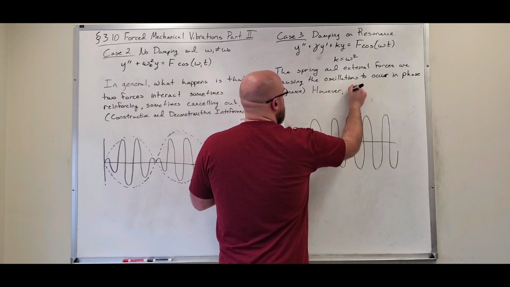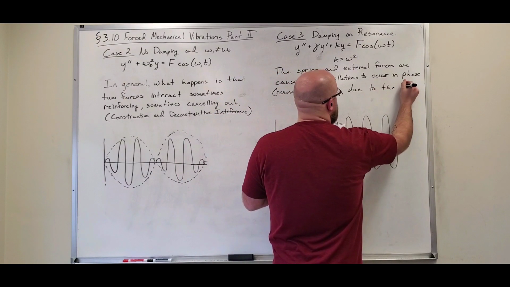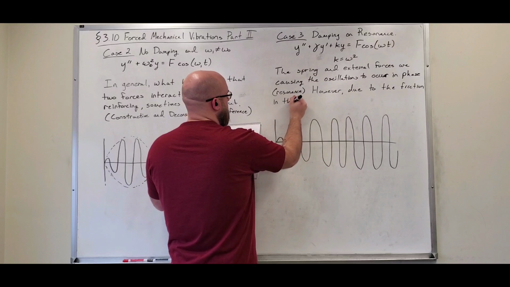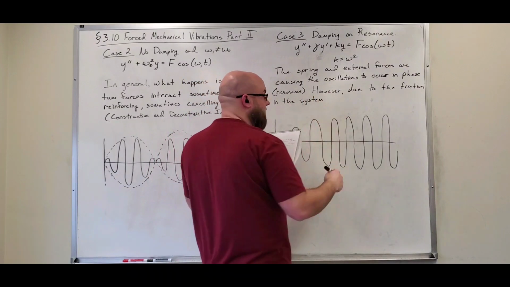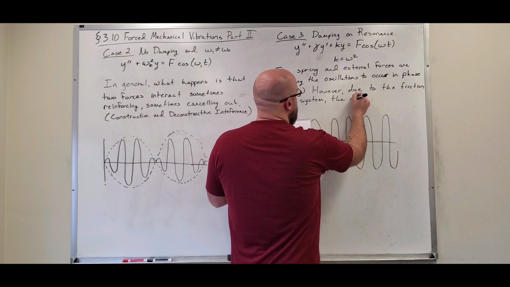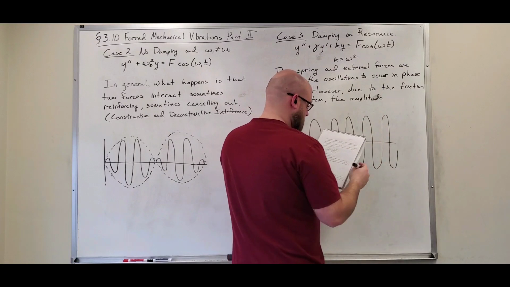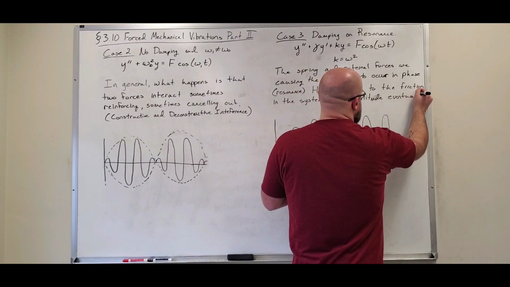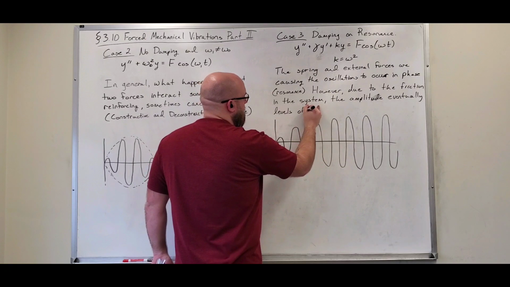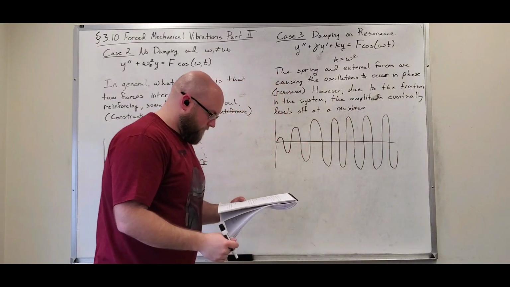Let me write that down. So due to the friction in the system, and again, that friction is caused by the dampener on there, or that dash pot that we talked about in 3.6, the amplitude eventually levels off at a maximum level.